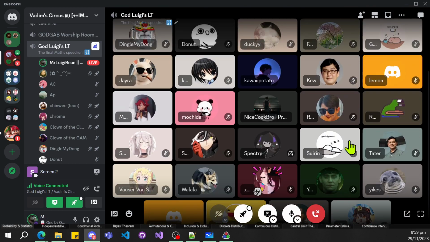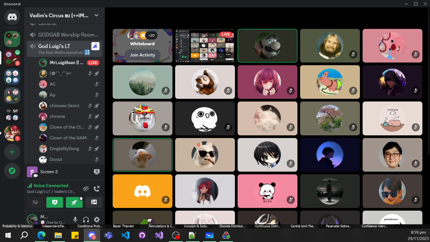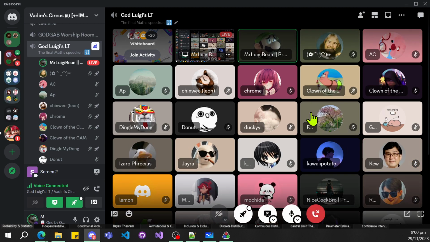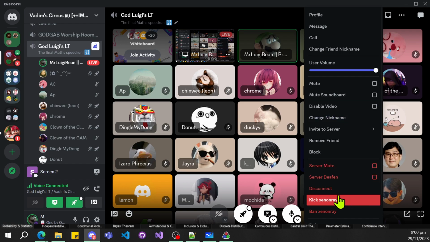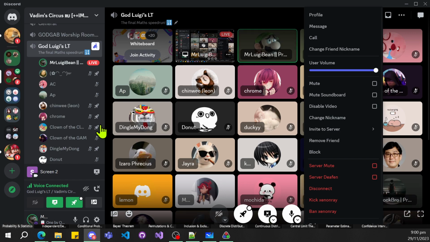I just realized that when you use OBS, Discord tries to hide users' usernames with the dot dot dot. But if you right click over, you can see their full name over here, which makes no sense. But that's on Discord's part, not mine.